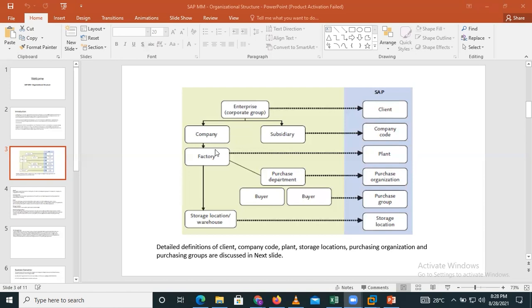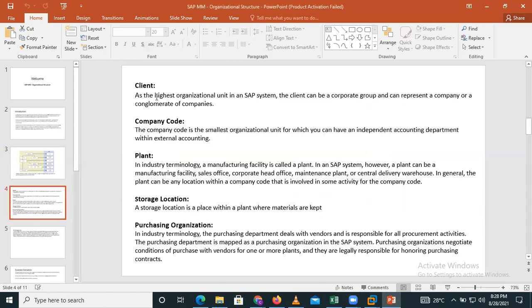Okay, fine. Let us discuss this theoretically. What is meant by client, company code, and plant, and then we will map our own organization in our SAP system. So, what is meant by client?